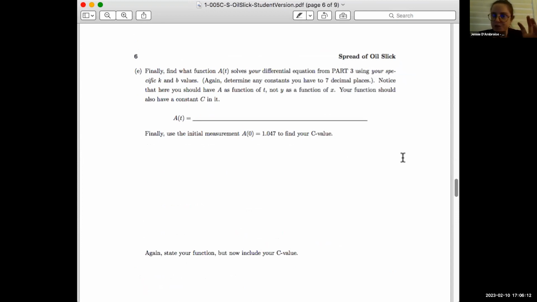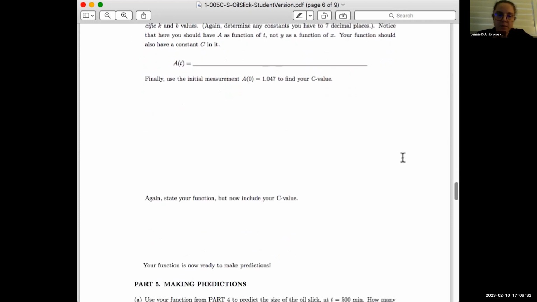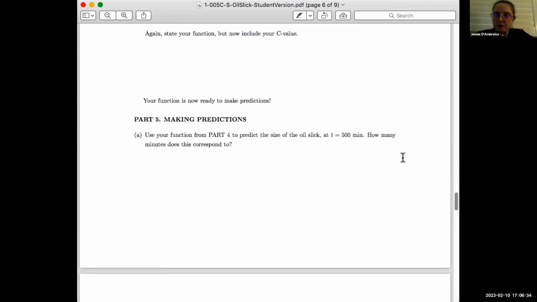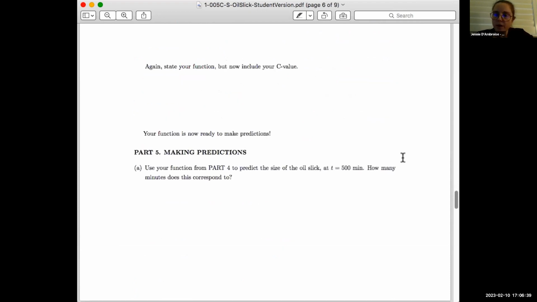All they have to do is change the numbers in order to solve the oil slick problem. They just have to change it so that it works according to the numbers in their situation. And then we have some standard questions, like making predictions based on the differential equation.